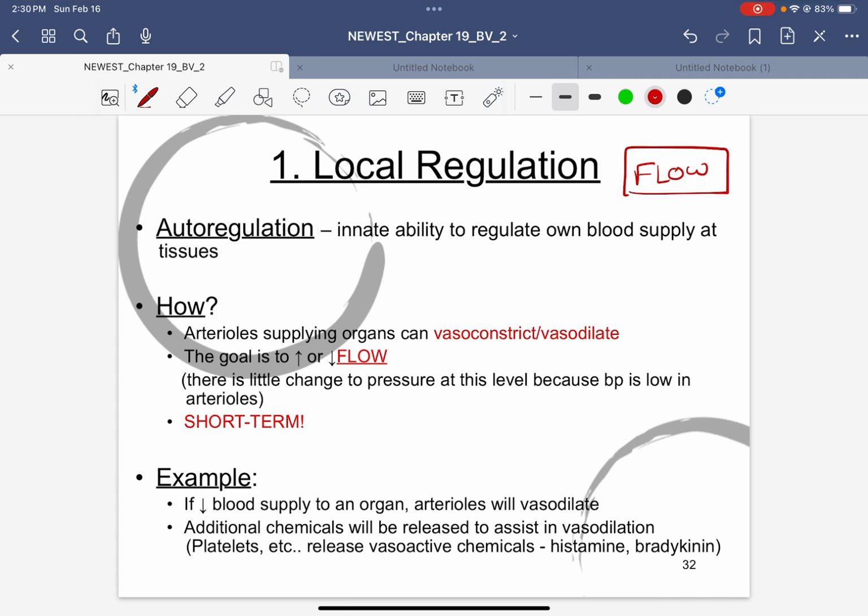Local autoregulation. What we're talking about is how our arterioles constrict and dilate. If we need more blood flow to an area, what do we do? Dilate. If we need more blood flow to an area, more flow needed, we dilate.